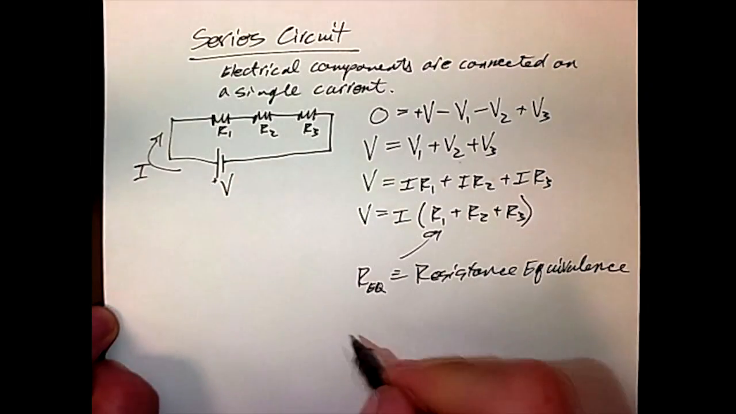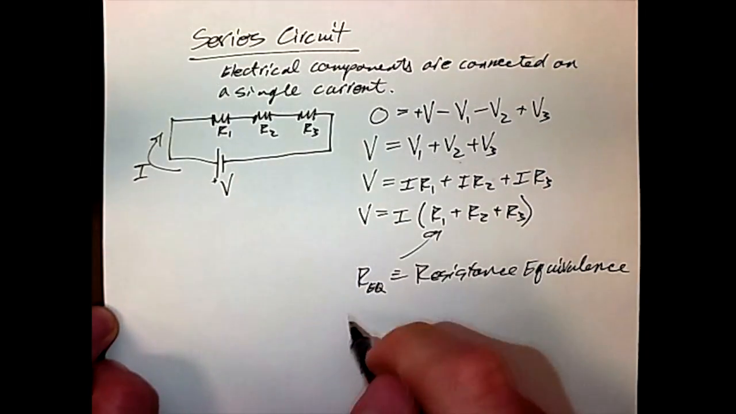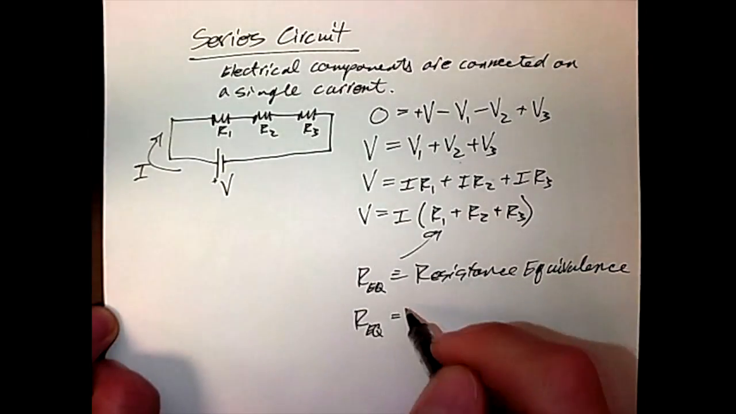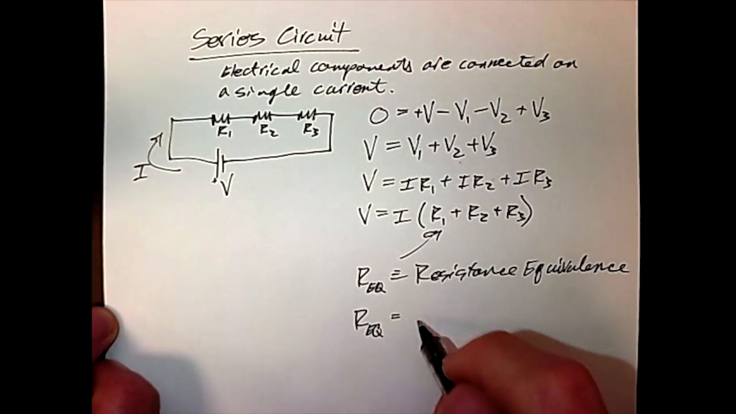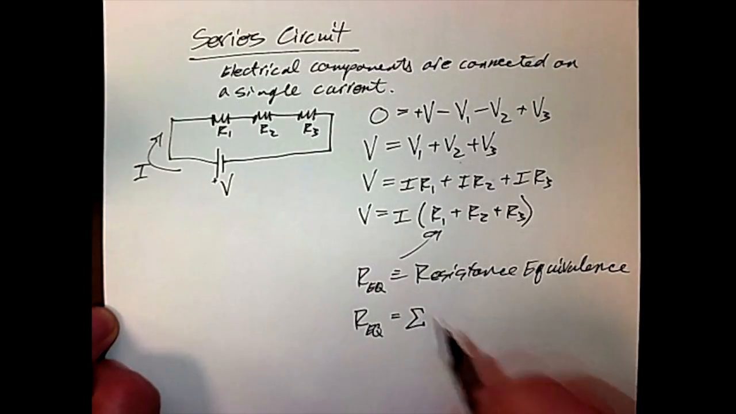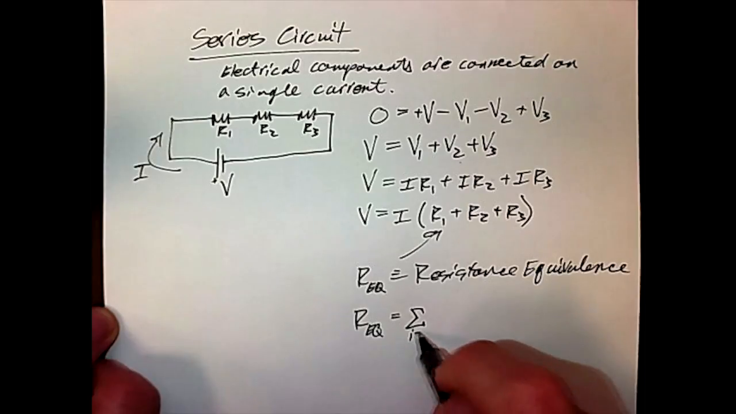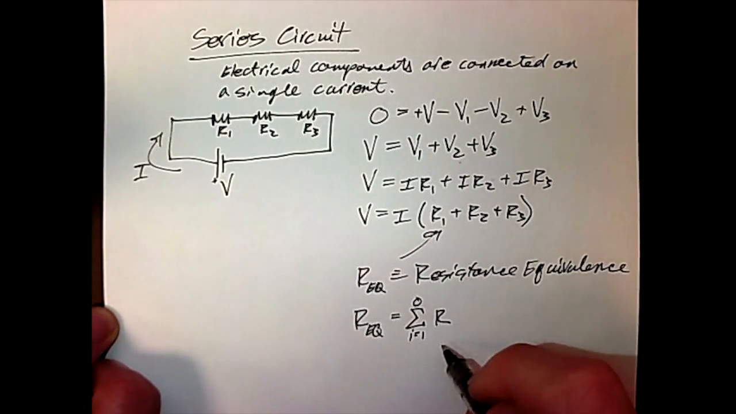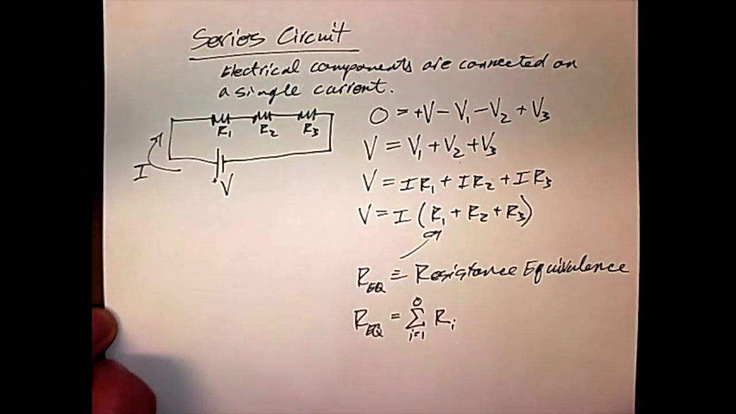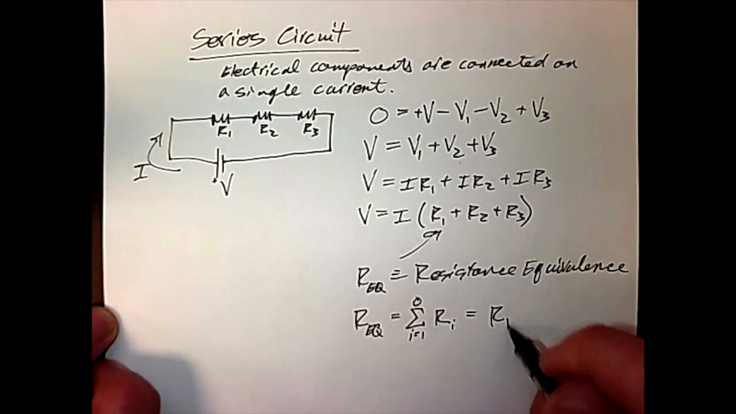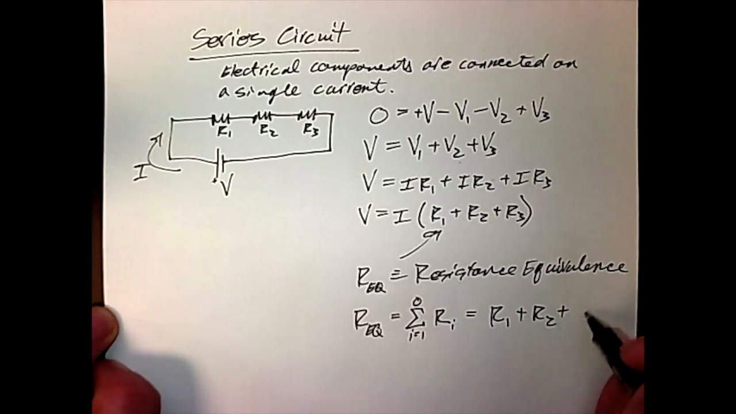In other words, in a series combination, the equivalent resistance Req can be written as just the sum of all the resistances being applied. And so this is often written like this: the sum from i equals 1 to n of all R's. Or, in this particular case, R1 plus R2 plus R3, etc., if there were more.